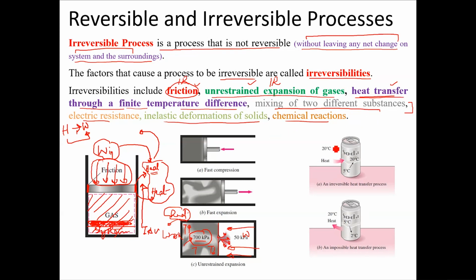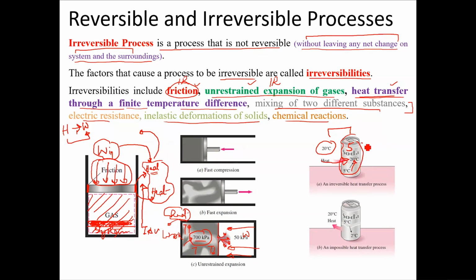Heat transfer through a finite temperature difference. You have the soda can at 5 degrees centigrade. You place it in a room where the temperature is 20 degrees centigrade. There is a finite temperature difference between the system and the surroundings. Heat would flow into the system and take the soda can from 5 to 20 degrees centigrade. This is a heat transfer which is taking place due to a finite temperature difference. As a result of this, your system has moved from a lower temperature to a higher temperature.